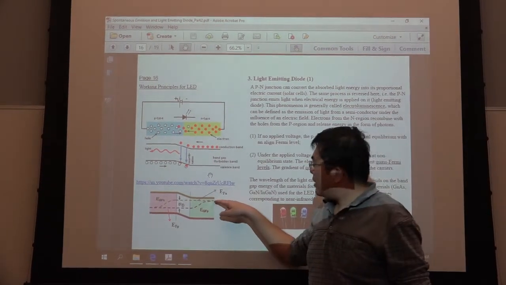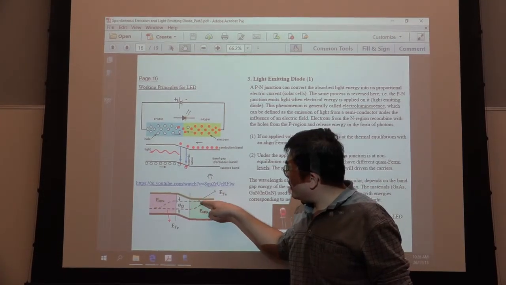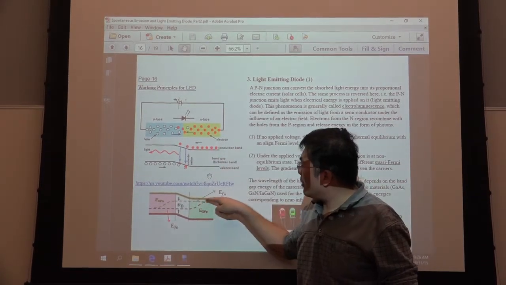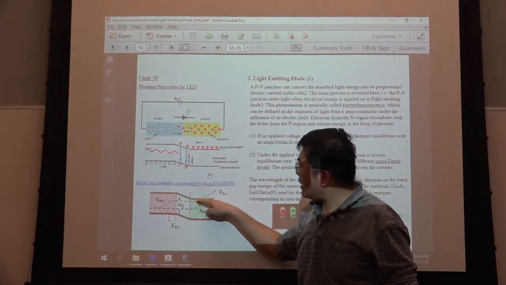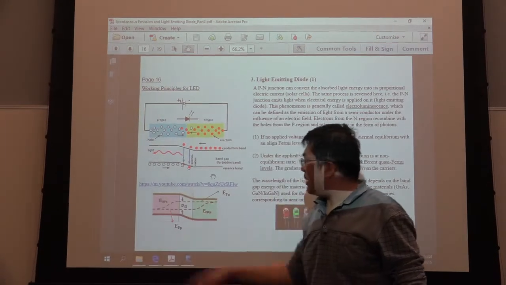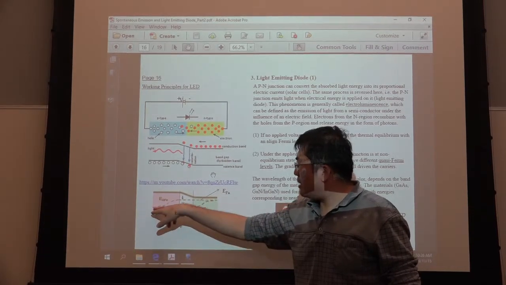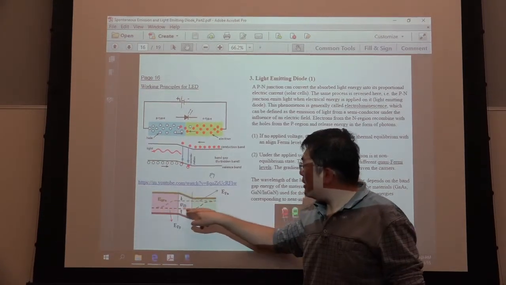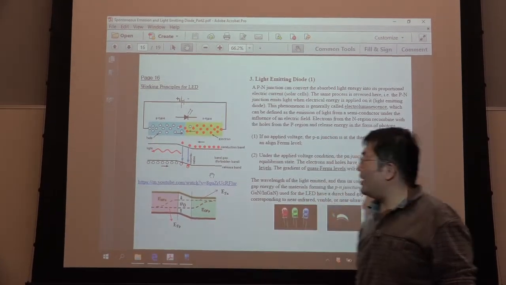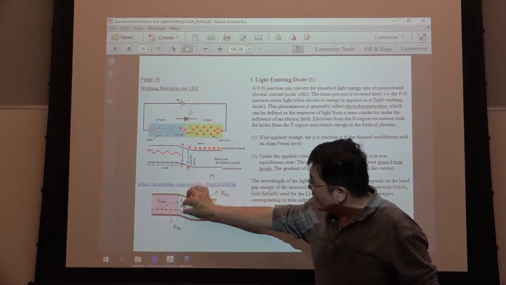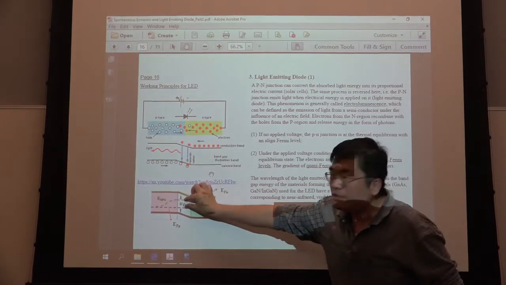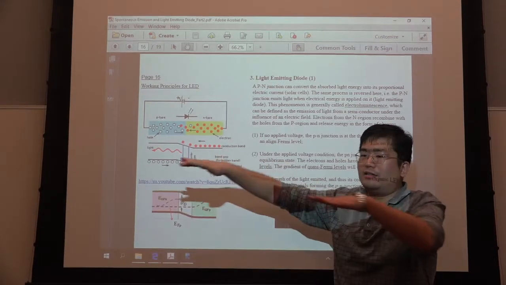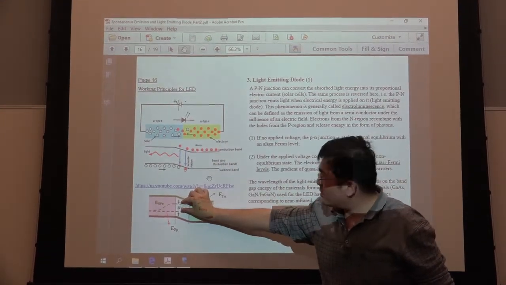You can see this is the N type. This is the hole Fermi level. This is the electron Fermi level, close to the conduction band at the N type. Then they go down to the P type side. The quasi Fermi level for the hole side is very close to the valence band at the P side. You can see they have a distance, and this distance is equal to the applied voltage. If no voltage is applied, the two Fermi levels align. If voltage is applied, they will split.